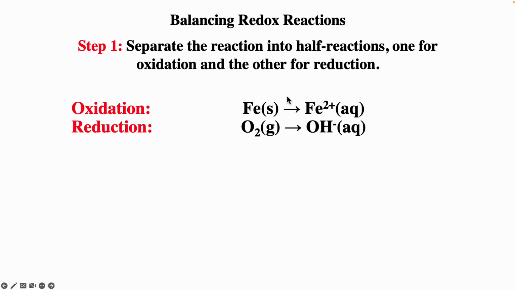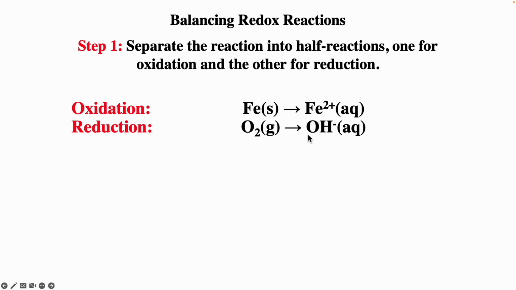Now, the second step is where we want to mass balance each of these. So we got 1 iron and 1 iron. So the oxidation half reaction is mass balanced. We got 2 oxygen, and so we only got 1 oxygen on this side. Now, we also have the hydrogen. And so if you're in an acidic solution, you can add water and hydrogen ion to either side. If you're in a basic solution, you can add water and hydroxide ion to either side. And so this is hydroxide, so we're in a basic solution.